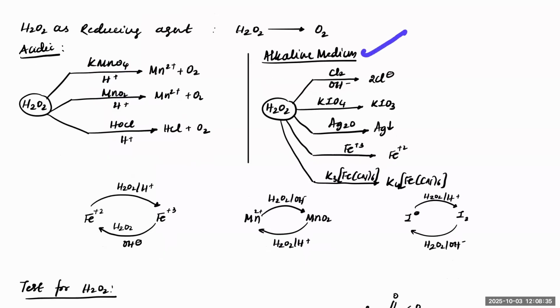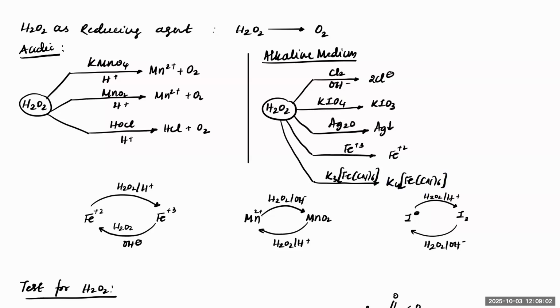While in alkaline medium, H2O2 can reduce ClO2 and Cl2, which get reduced to form Cl minus. It can reduce KIO4 to KIO3. It can reduce Ag2O. Here Fe plus 3 goes to Fe plus 2, and this is potassium ferricyanide converting into ferrocyanide.